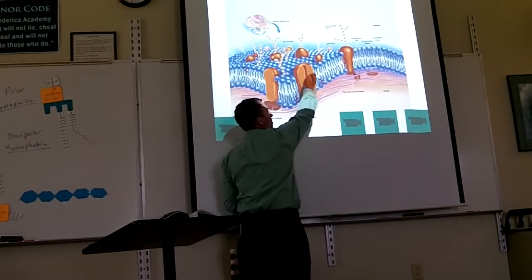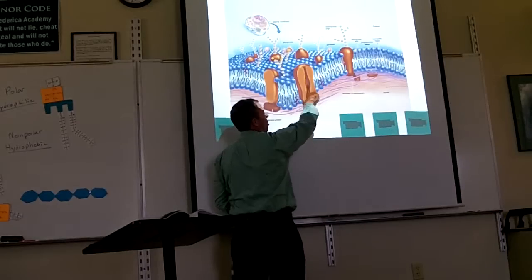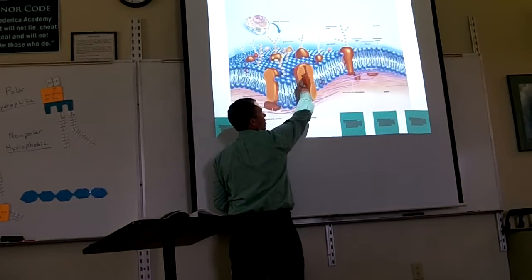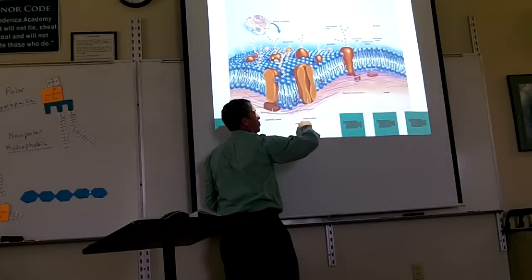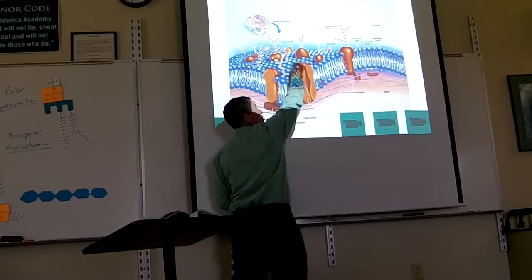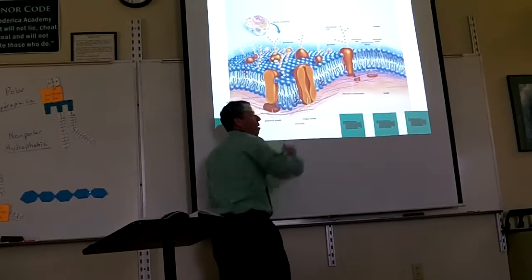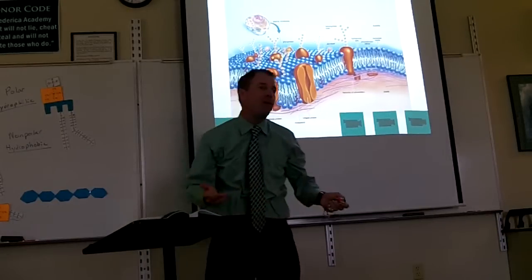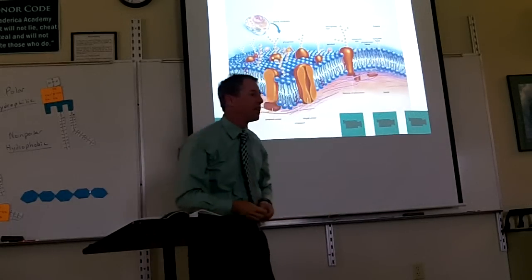And some of them have a certain shape with a little hole in the middle, kind of like a hot dog bun, with a little hole, open space in the middle, and things can get through the membrane by going through that hole. They act as little doorways in the membrane to let things through.